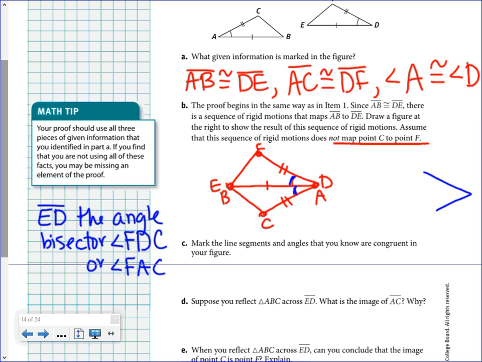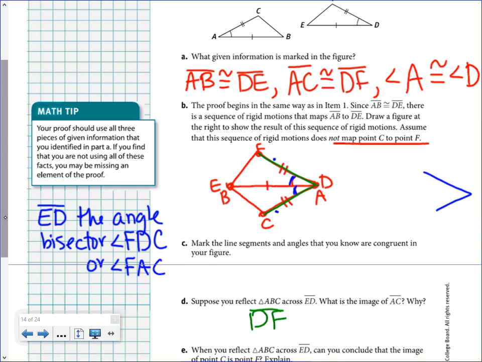So what is the image of AC? The image of it is going to be DF. And the reasoning is because ED is the angle bisector of this angle FDC. We know that since these angles are congruent, this side is going to end up having that side as its image.